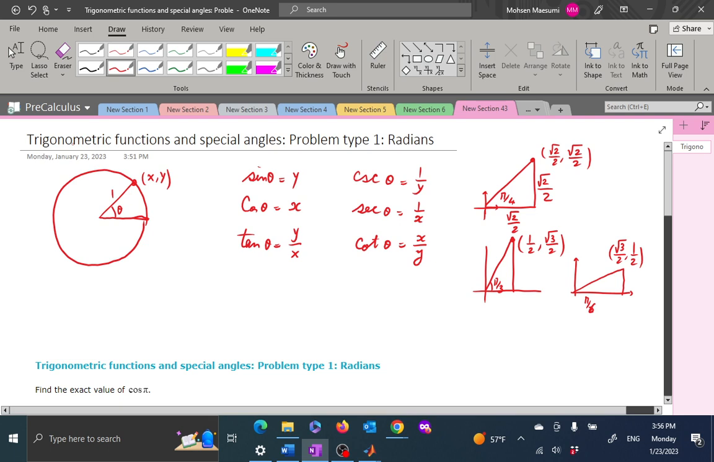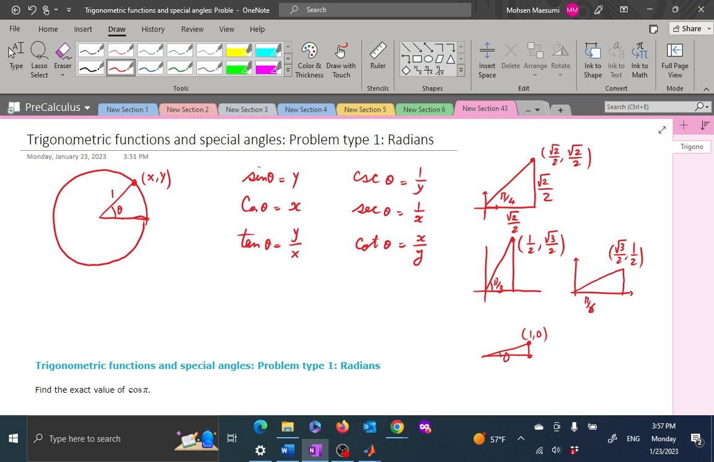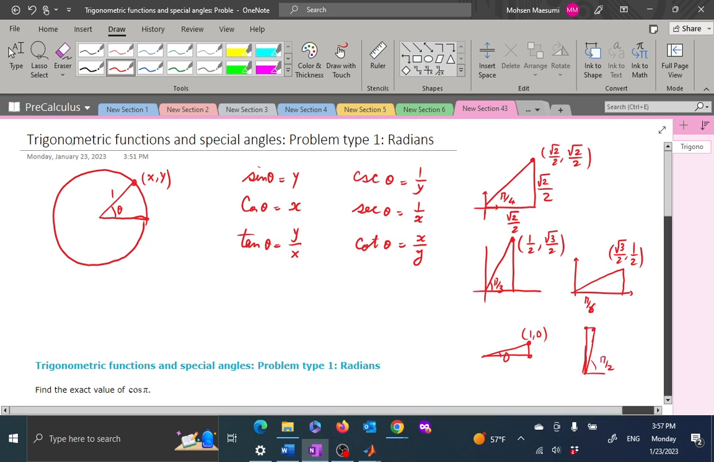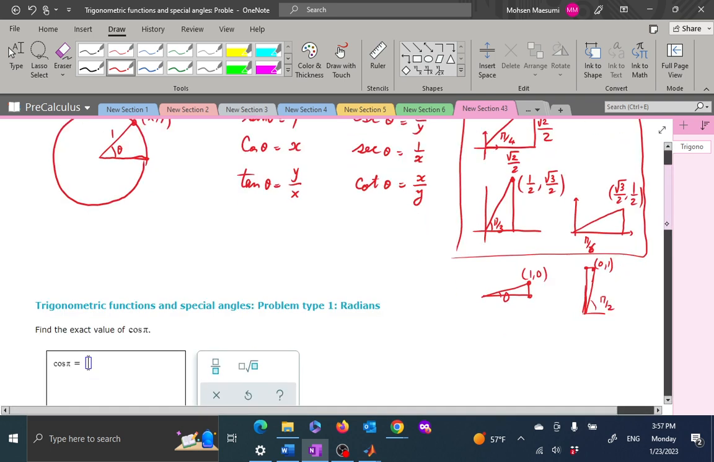And then we said two funny triangles. If you have angle 0, so we have to exaggerate 0 so we see it, this point is coordinate 1 and 0, of course. And if your angle is like this, well, this angle is pi over 2, and the coordinate of this point is going to be 0 and 1. Well, let's just concentrate on these, and the other cases I will explain when we come to them.